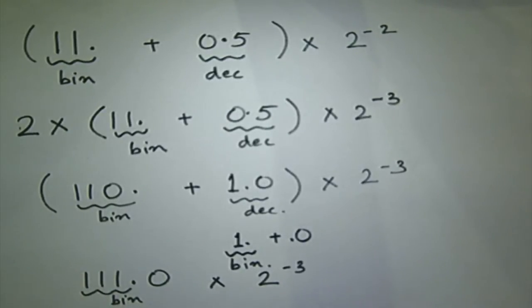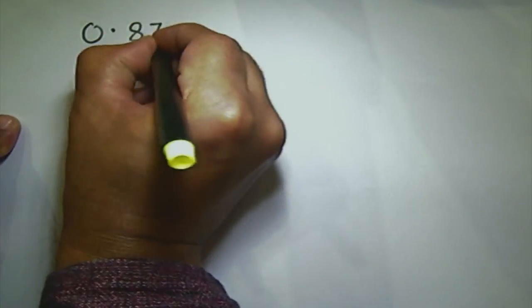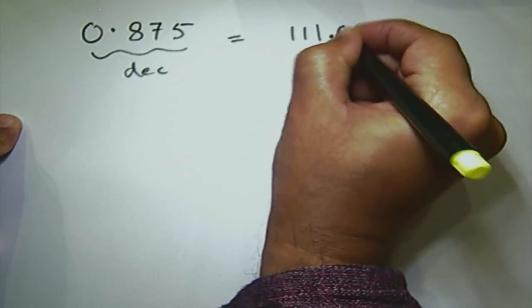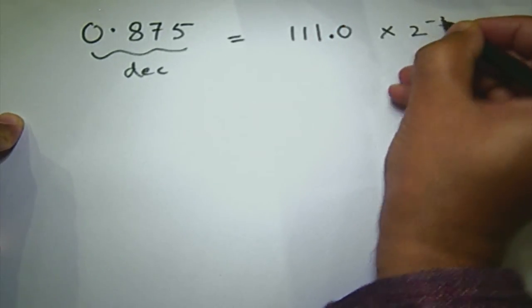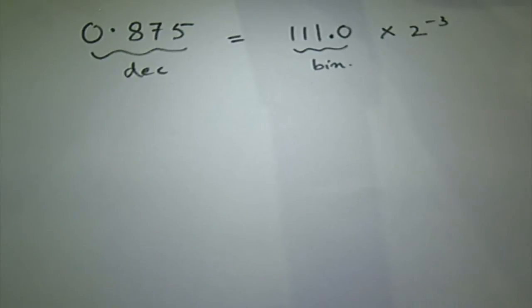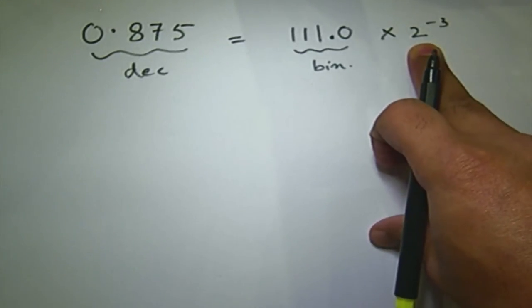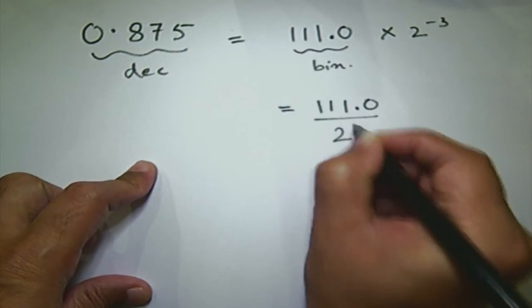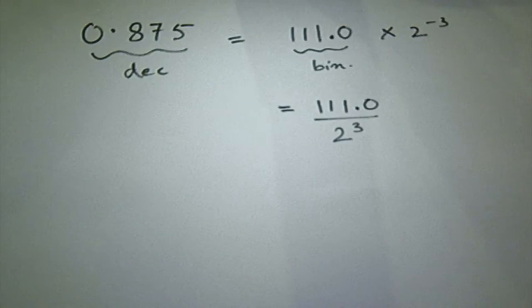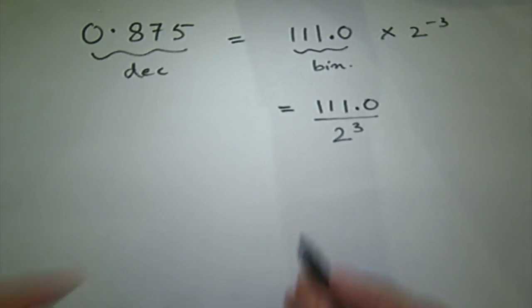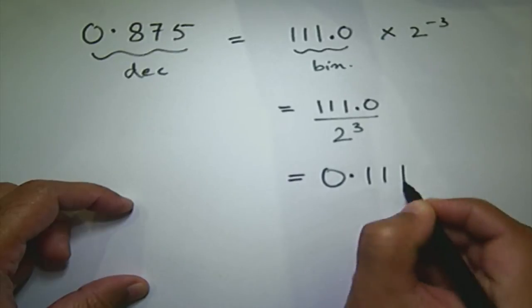Is this clear? So therefore, what have we done? We have said that 0.875 in decimal is 111.0 into 2 raised to minus 3 in binary. So now we know what 2 raised to minus 3 does. This is basically dividing by 2 raised to 3. And what does division by 2 do? It will just shift the binary point to the left. So you have to shift the binary point 3 places to the left. So this is 0.111 in binary.